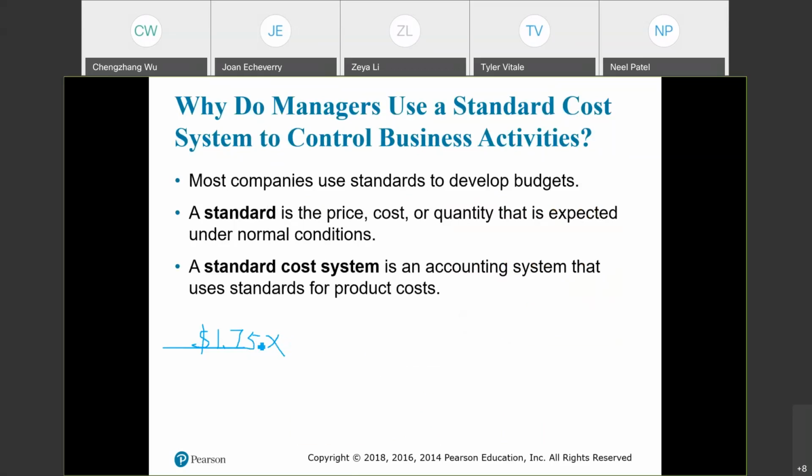For example, here, we multiply the standard cost for direct material by 2,000 batches. So the total budget for direct material is $91,000.